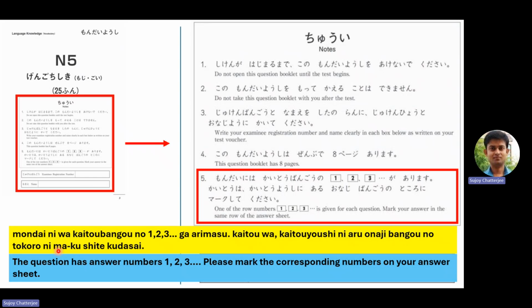So, mondai ni wa kaito bango no 1, 2, 3 ga arimasu. Kaito wa kaito yoshi ni aru onaji bango no tokoro ni mark shite kudasai. So this is how you should interpret this instruction. So now you can see here what is written. One of the row numbers 1, 2, 3 is given for each question. Mark your answer in the same row of the answer sheet.